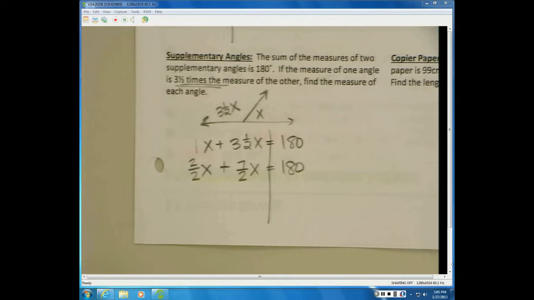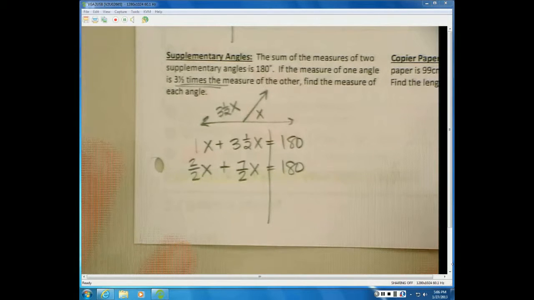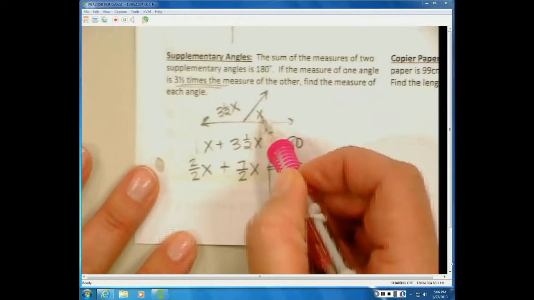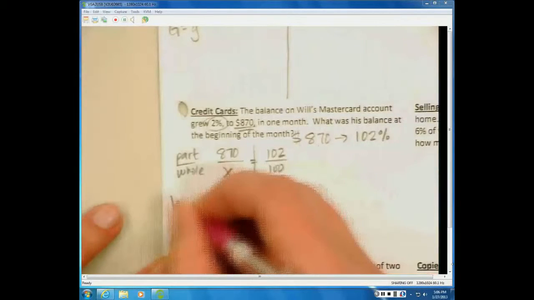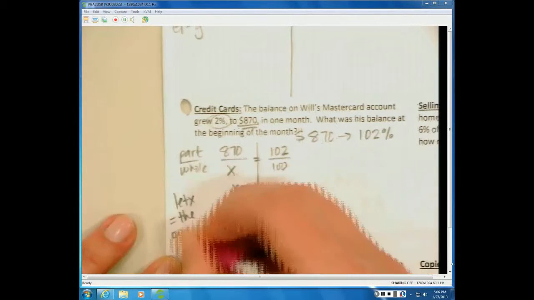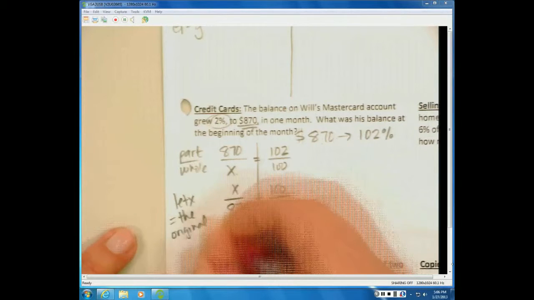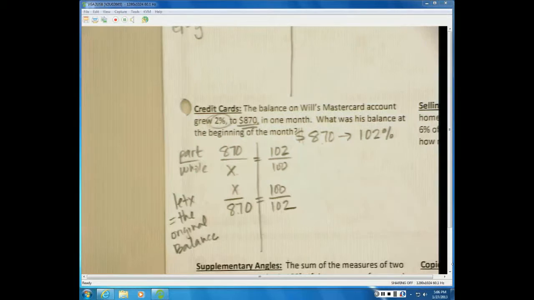Okay. Oh, shoot, I didn't do it again. Well, here, x represents this angle, but let's go back up here really quick. What does x represent? Let's define that. Let x equal the original balance on the card. At the beginning of the month is what we're talking about here.